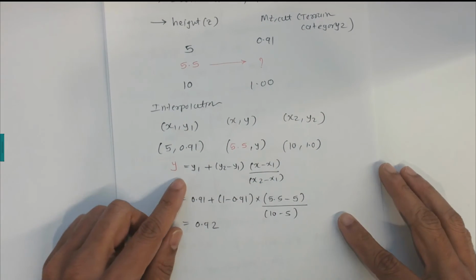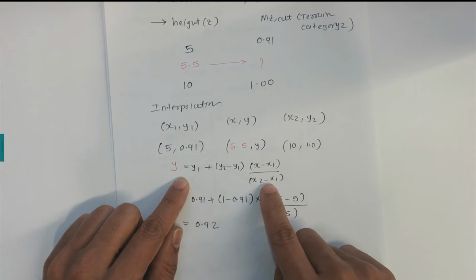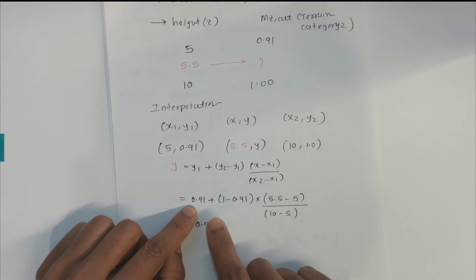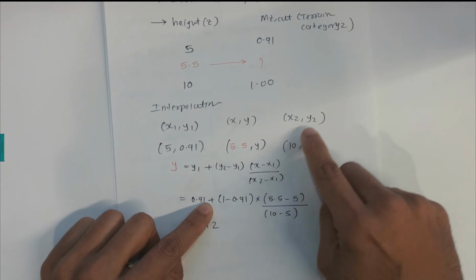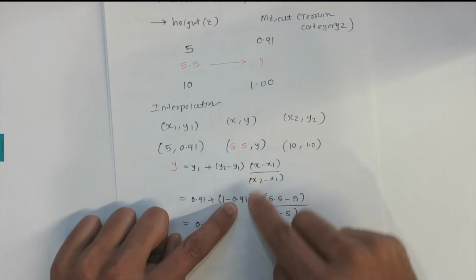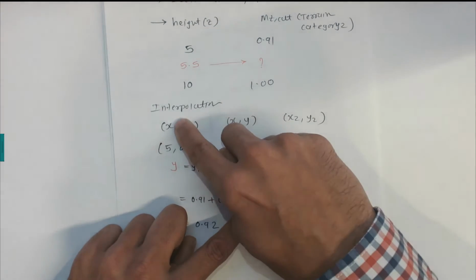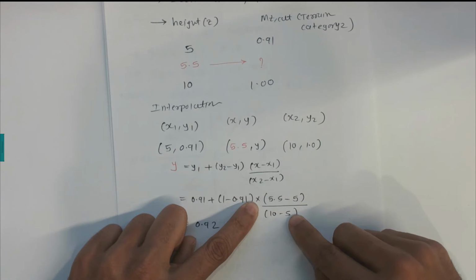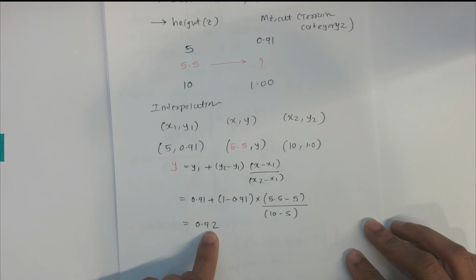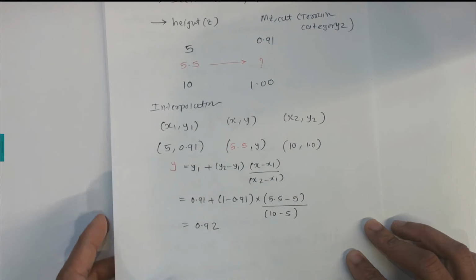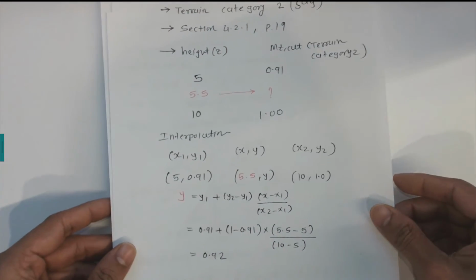So the interpolation equation is y equals y1 plus (y2 minus y1) times (x minus x1) over (x2 minus x1). We substitute the values: 0.91 plus (1 take away 0.91) times (5.5 take away 5) over (10 minus 5). That mathematics gives 0.91 using the calculator. Now that is the terrain height MZ value.